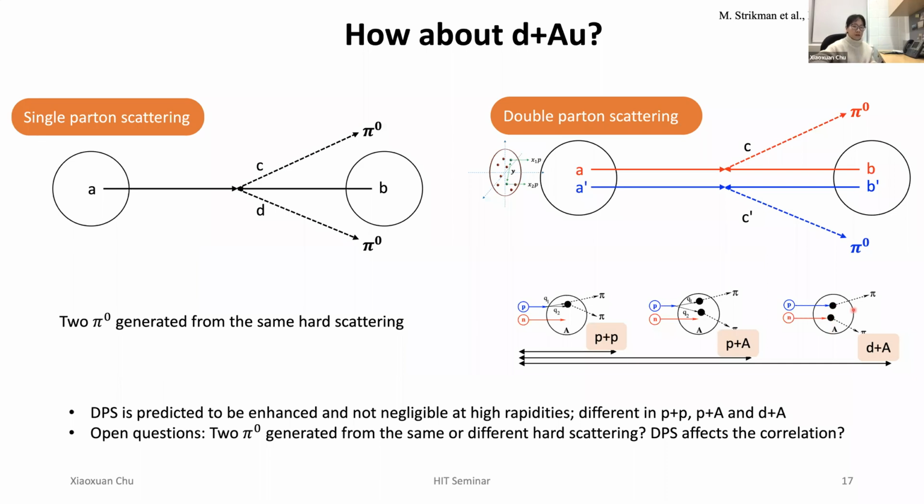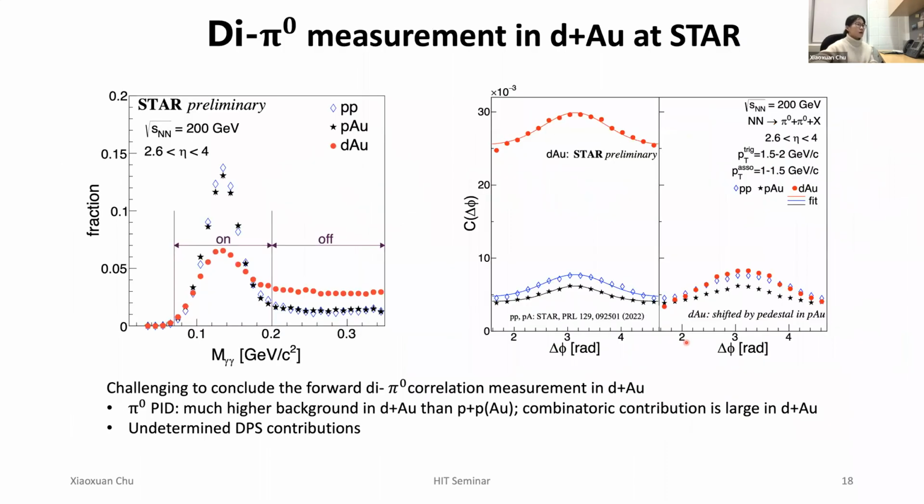So ideally, if we can measure the two forward particle correlations in the three collision systems and compare them one by one, that can really make it possible for us to study the contribution of the double parton interactions one by one. So let's see our results.